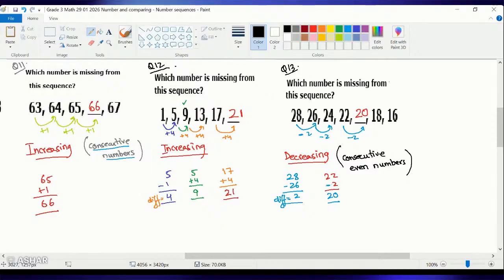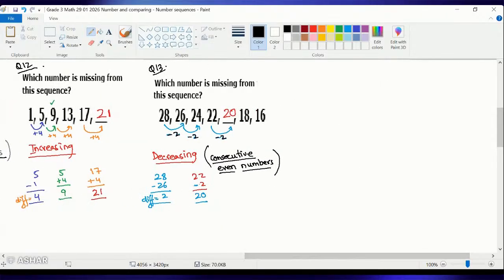So whenever we have consecutive numbers they would differ by 1, right? Consecutive even or odd numbers would always differ by 2. Okay, any sequence which has a difference of 2 would be either consecutive even or consecutive odd. Okay.